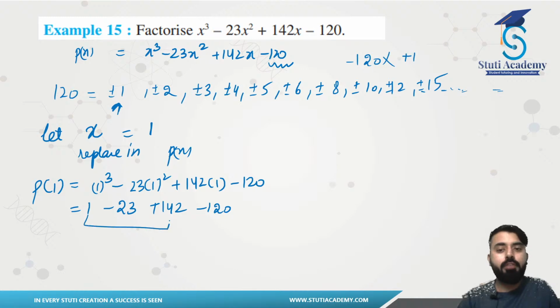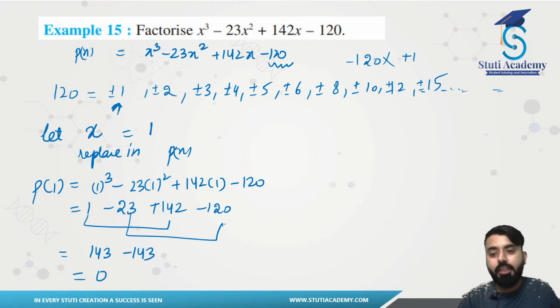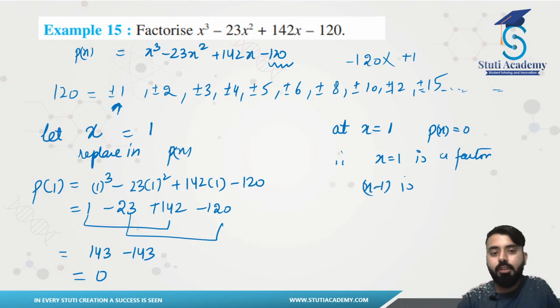Now see, positive and positive will add up, negative and negative will also add up. So I will be having a 143 and a negative 143. So our answer is 0. Now you see, at x equals 1, p of x is 0. Therefore, x equals 1 is a factor, or you can say x minus 1 is a factor of p of x. So now I've got my g of x. My g of x is x minus 1.